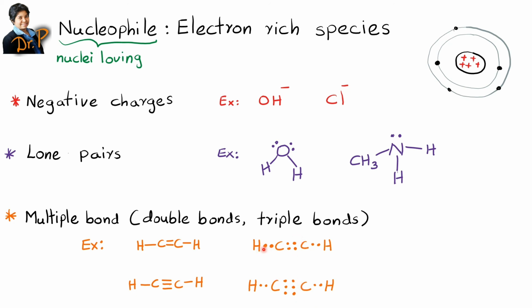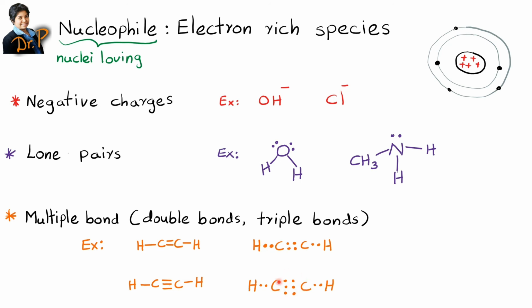What does a single bond mean? What can you find in a single bond? Between 2 atoms, you have only 2 electrons. But when it comes to multiple bonds, you can find more than 2 electrons between 2 atoms. Here in this double bond, you can find 4 electrons between 2 atoms. In the case of a triple bond, you can find 6 electrons between 2 atoms.